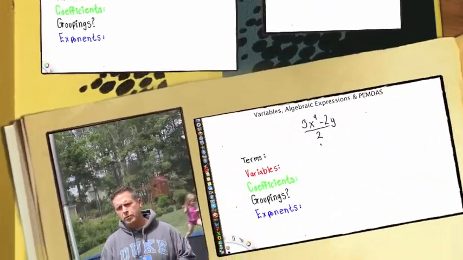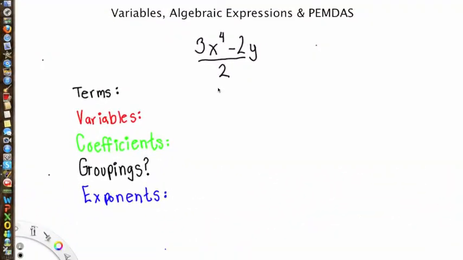Boys and girls, today as we look at variables, we're going to look at them in their natural setting. And we'll often find variables most often in algebraic expressions and equations. So here we have an algebraic expression, 3x to the fourth power minus 2y, and all of that is being divided by 2, since we have this fraction bar here. It's really one big term.